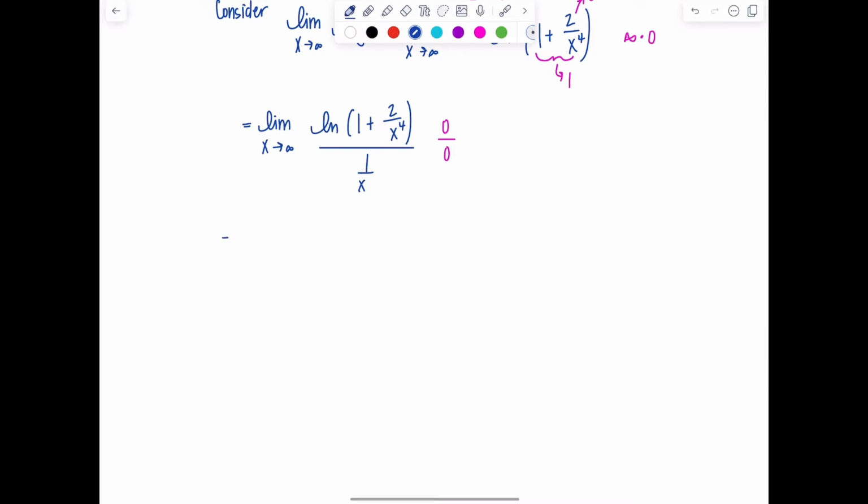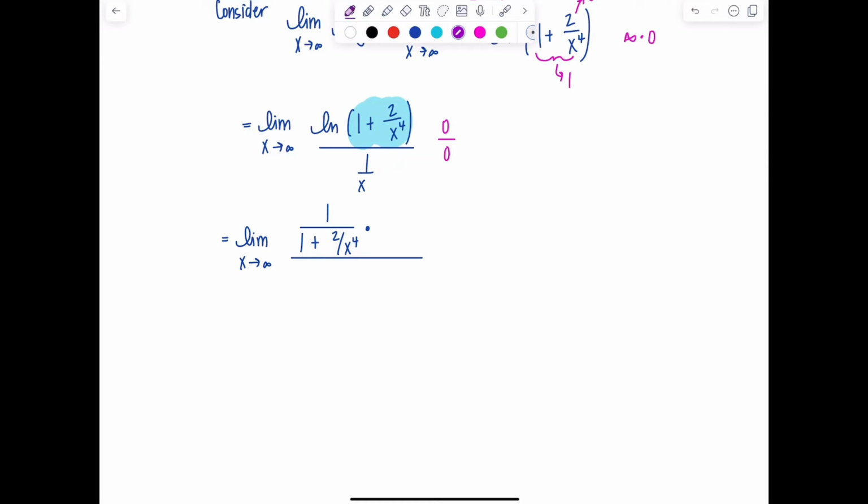Okay, so we've got the limit as x goes to infinity. Now look at the numerator. We know the derivative of natural log of something is always 1 over the something. Just copy it down. No panic attacks. Times, and then now I have to multiply by the derivative of what's inside.